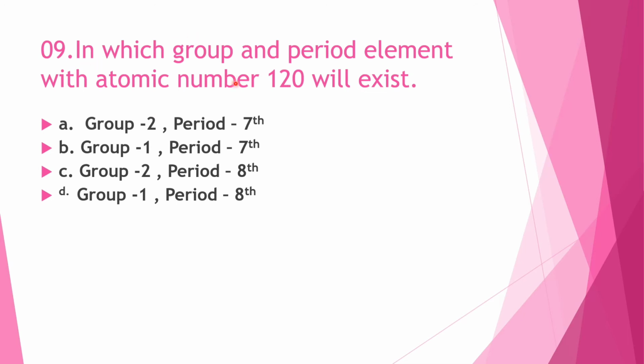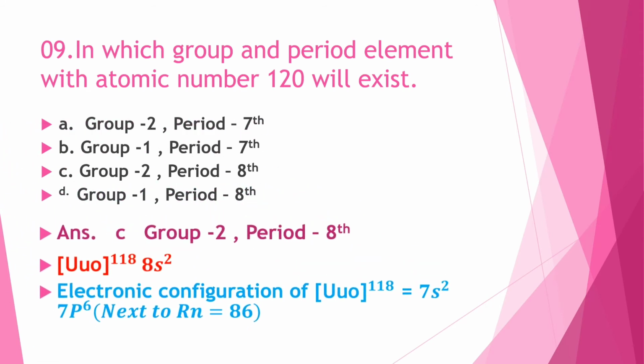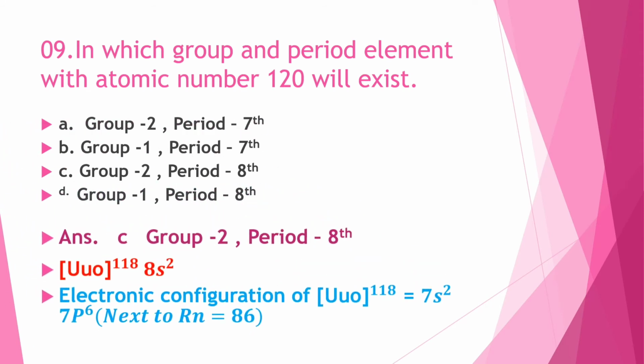In which group and period will the element with atomic number 120 exist? Options are: group 2 period 7, group 1 period 7, group 2 period 8, and group 1 period 8. First of all, we have to write the electronic configuration of 120.